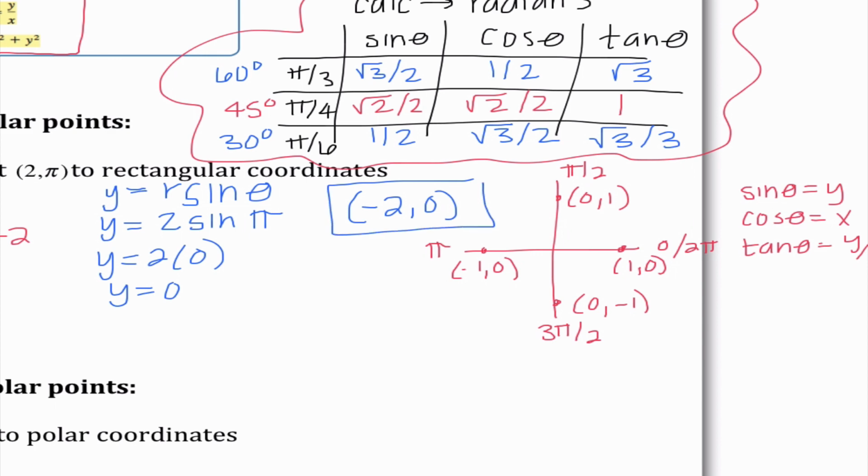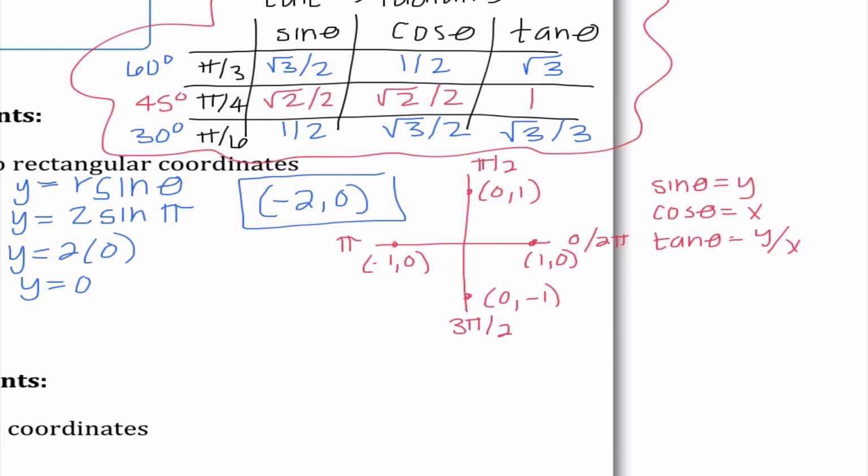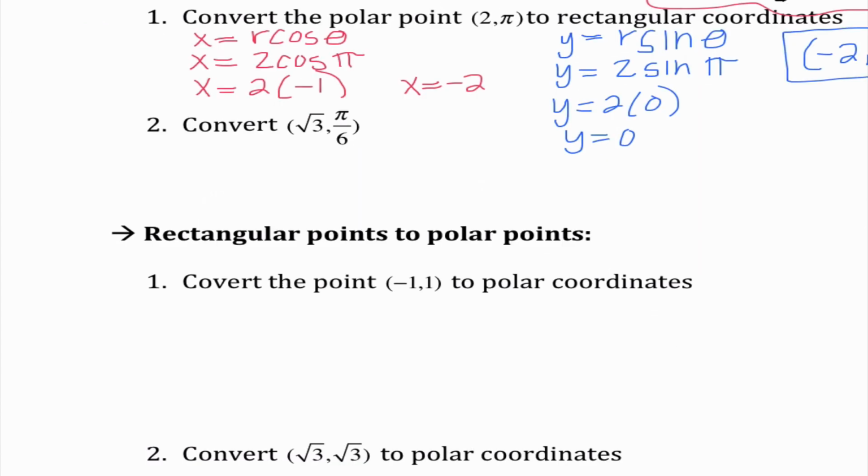Now let's think about this for a moment. If we were plotting 2, pi, what that would tell me to do is to go to the right 2 and travel pi. Now it would make sense that this ordered pair would be -2, 0 because I'm just moving to the left and I'm not moving up or down at all.